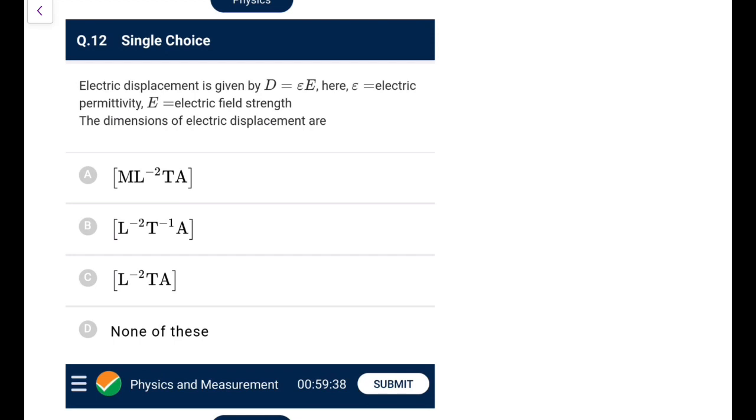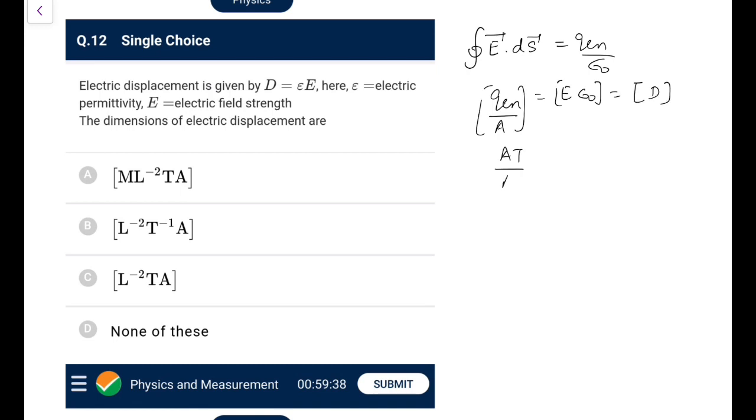Electric displacement, okay, this is an important quantity. D is epsilon times E, where epsilon is permittivity and E is electric field strength. The dimensions of electric displacement are, so just remember the formula. If you remember, E dot dS over a closed surface is q enclosed upon epsilon naught. So the dimension would be E times epsilon naught into area. So this quantity D would be q enclosed upon area. So that is what you required. Charge is AT and area is L square. So it would be L minus 2 AT. So go for option C in this particular case.